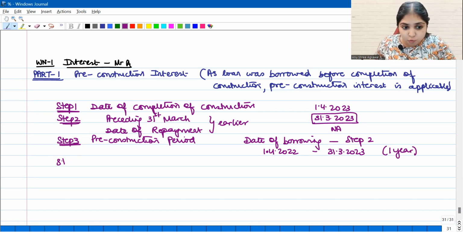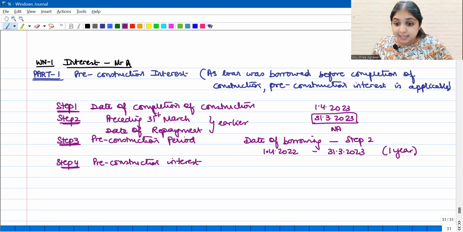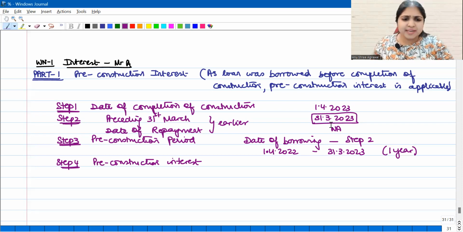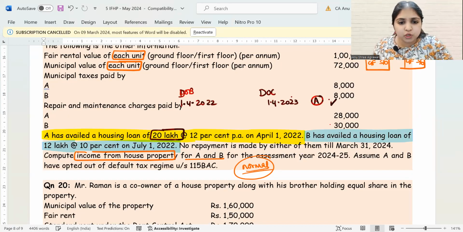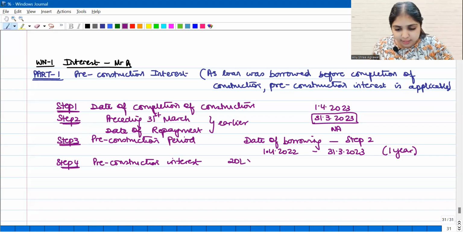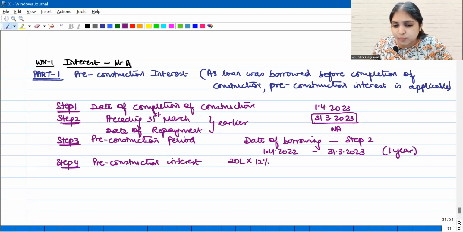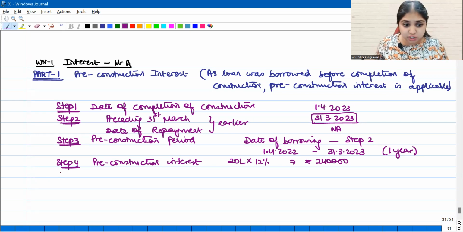Now comes step four. Step four is going to be our pre-construction interest, right? What is pre-construction interest? Nothing but in this 1 year, how much interest have we incurred? What is the interest expense in this 1 year? Very simple. What is the amount of the loan? Amount of the loan is 20 lakh. Interest rate is 12%. 20 lakh into 12% for 1 year. This is going to be how much? This is going to be 2,40,000 rupees. This is the total pre-construction interest.